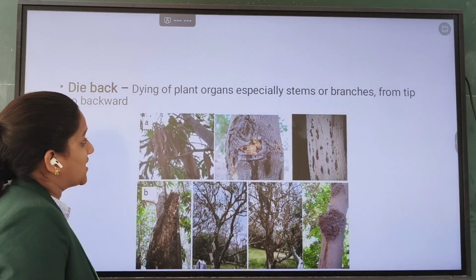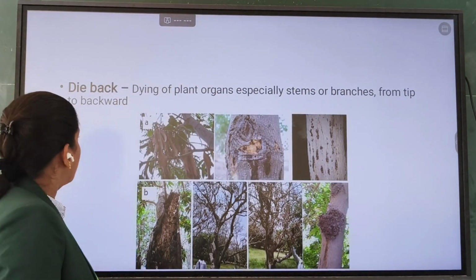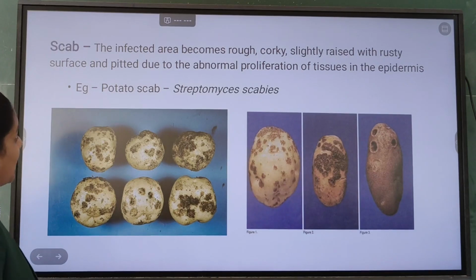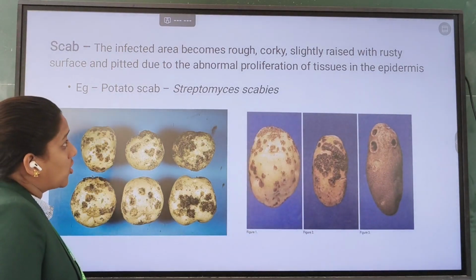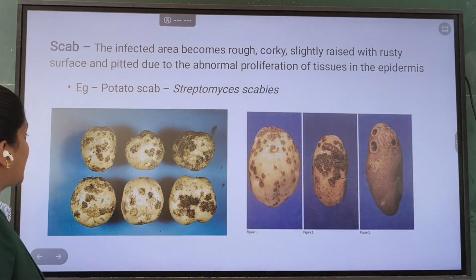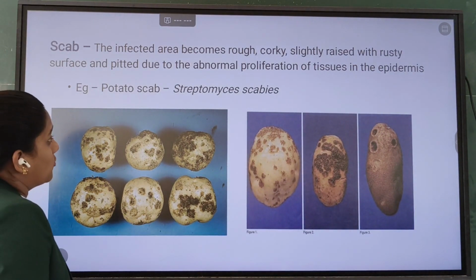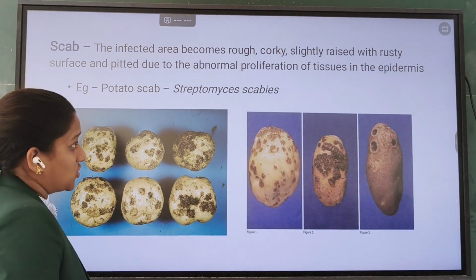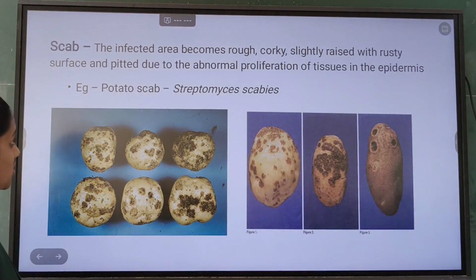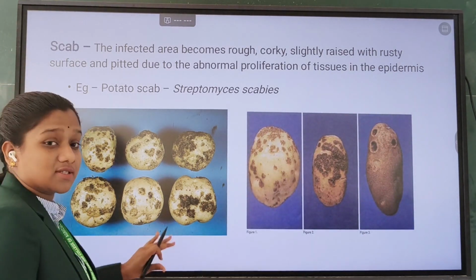Dieback: dying of plant organs, especially stem or branches, from tip backward. Scab: the infected area becomes rotten, corky, slightly raised with a rusty and pitted surface due to the abnormal proliferation of tissue in the epidermis. Example: potato scab, Streptomyces scabies.